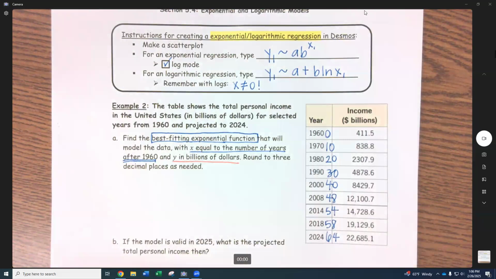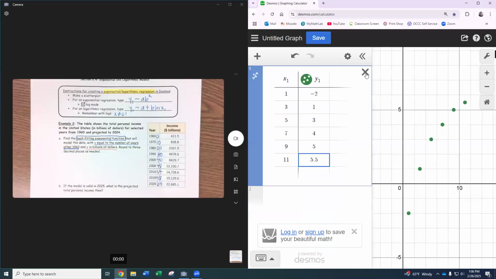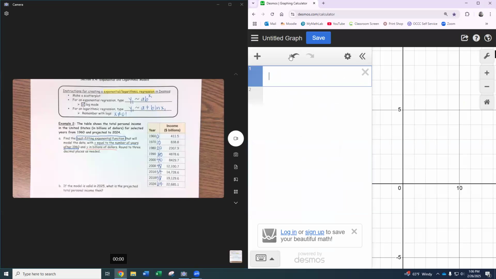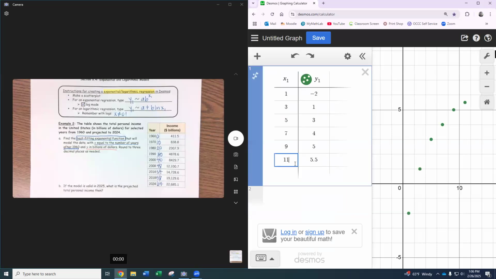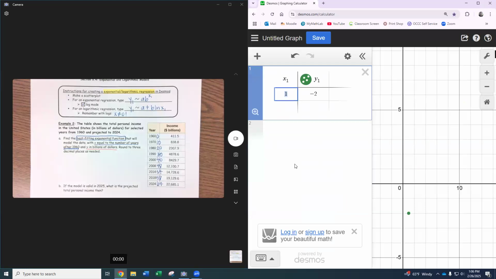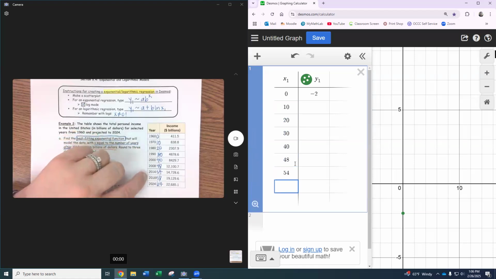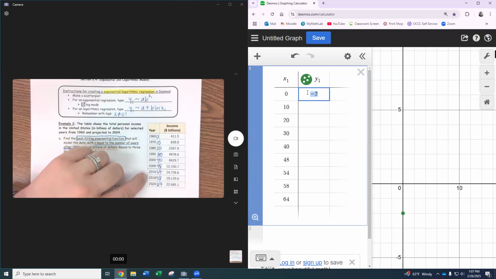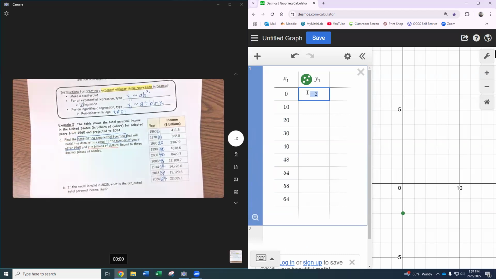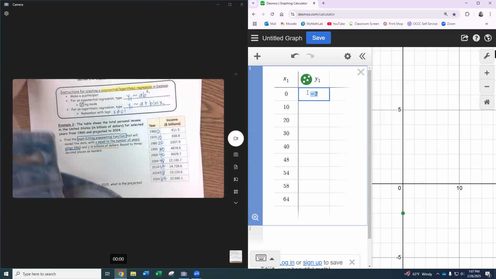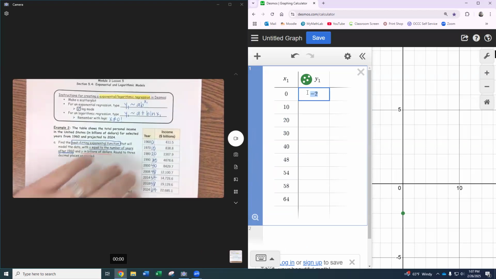So let's make the scatter plot real quick. Guess I could have kept that, huh? Let's redo that. Okay. All right, so 0, 10, and here goes to 48. And now it's not guessing anymore. It's like, what are you doing? Let me move this. Okay. All right.